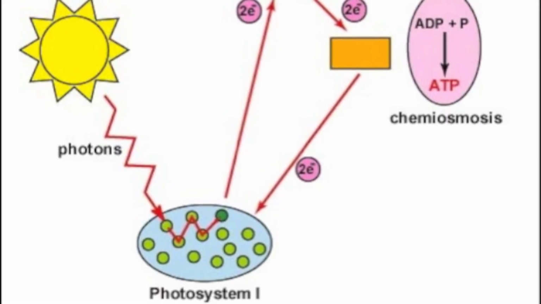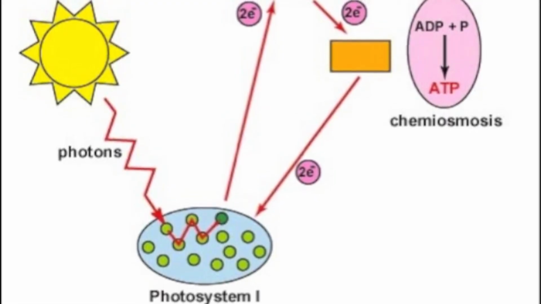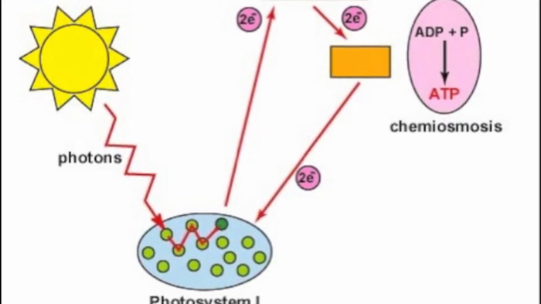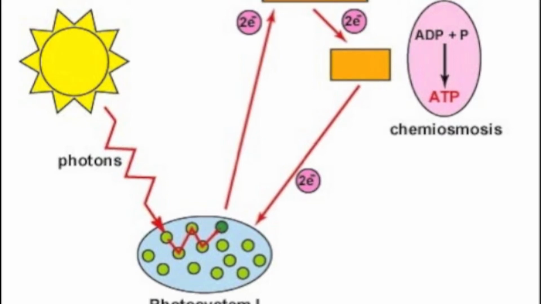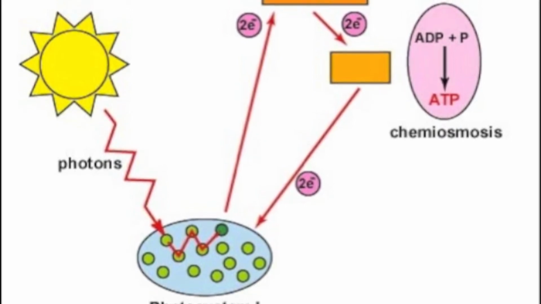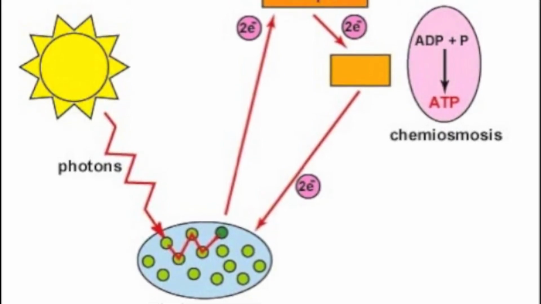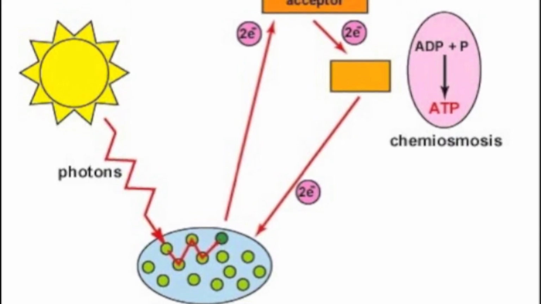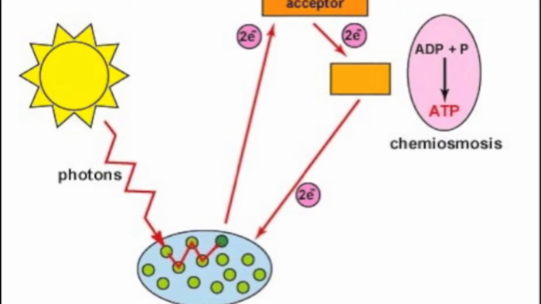The cyclic method uses a much simpler path to generate ATP. The electrons in photosystem 1 are excited and leave the reaction center, P700. Then they are passed from carrier to carrier in the electron transport chain and eventually return to P700. This cycle only produces one ATP. It is not a very efficient method for production of energy.